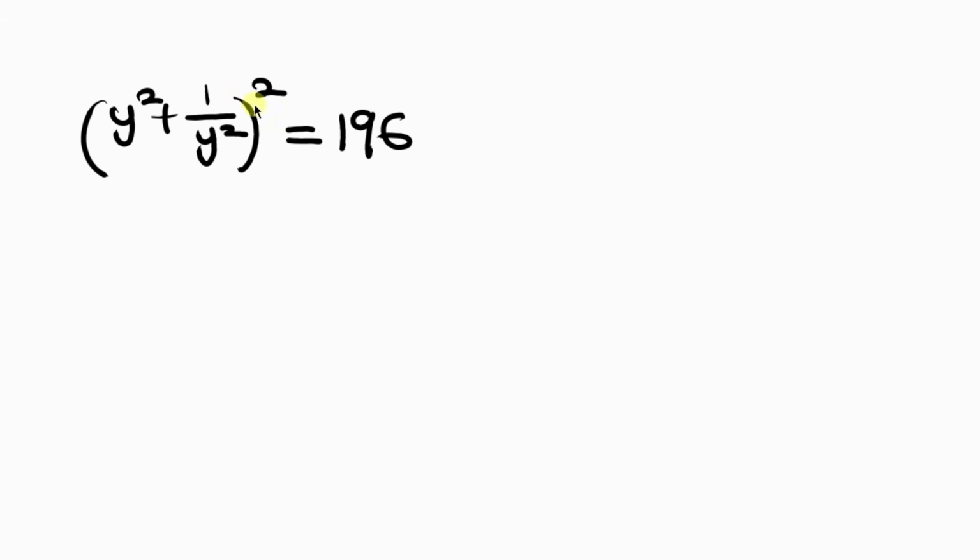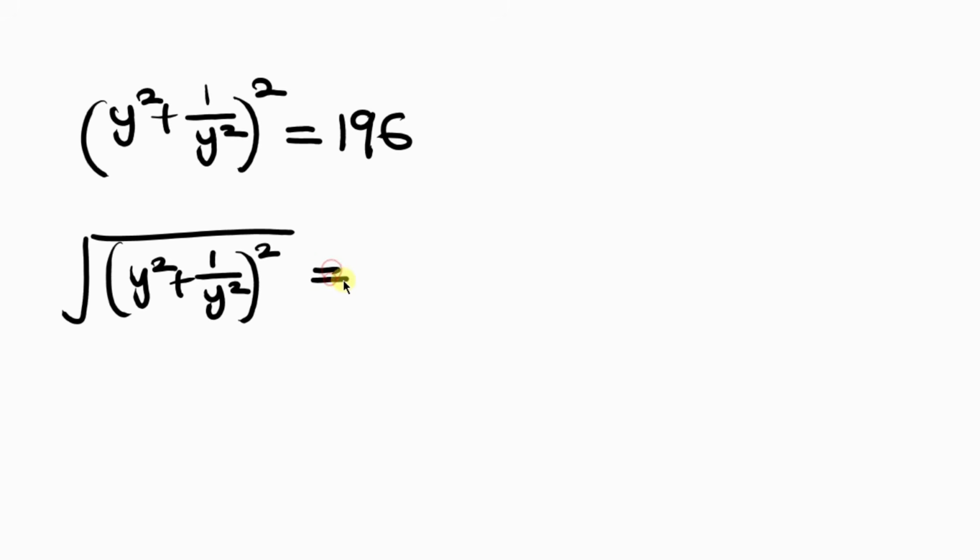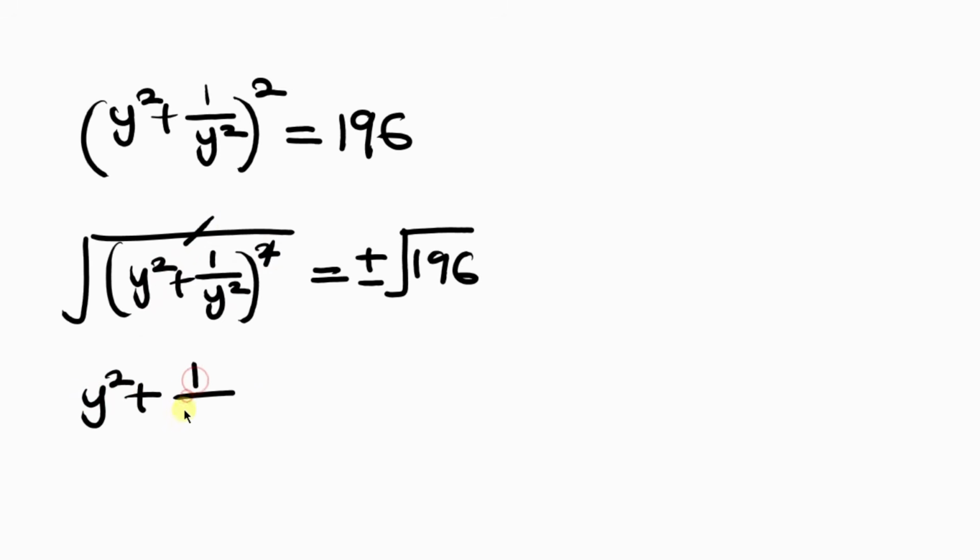Now to get rid of this square, we have to take the square roots of both sides. So I'll take the square root of (y^2 + 1/y^2) all raised to power 2. This is equal to plus or minus the square root of 196. Now notice that this square root cancels out the square, leaving behind y^2 + 1/y^2. This is equal to, now plus or minus the square root of 196 is 14. So we have two values here.